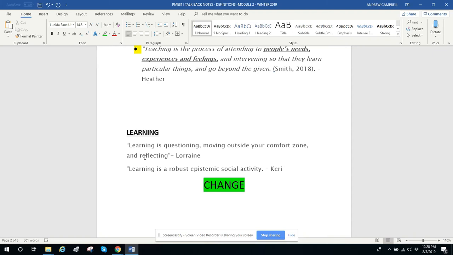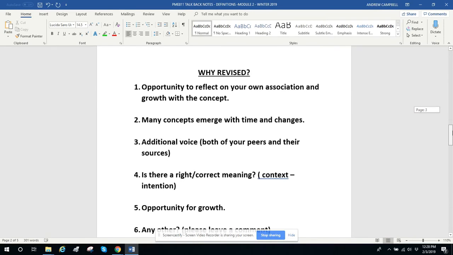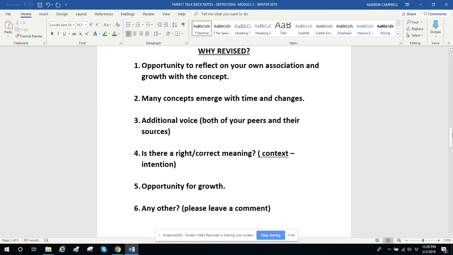And I am very excited about you asking questions, not for me to provide the answer, but just to leave a question there for you to reflect, for your peers to reflect. Okay? And so when I asked you to revise your definitions, everyone provided initial definitions. When I said to you to revise, why? Because sometimes it's an opportunity to reflect on your own association and growth with the idea. Many concepts emerge with time and changes.